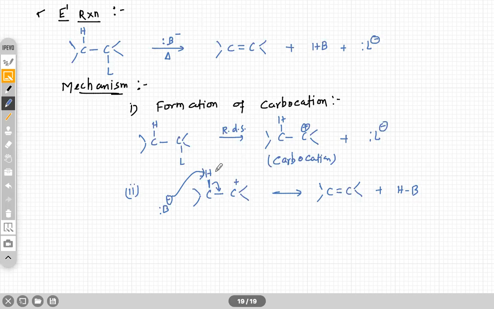We get here an alkene and this. So what is the rate of this reaction? The characteristics, you see.